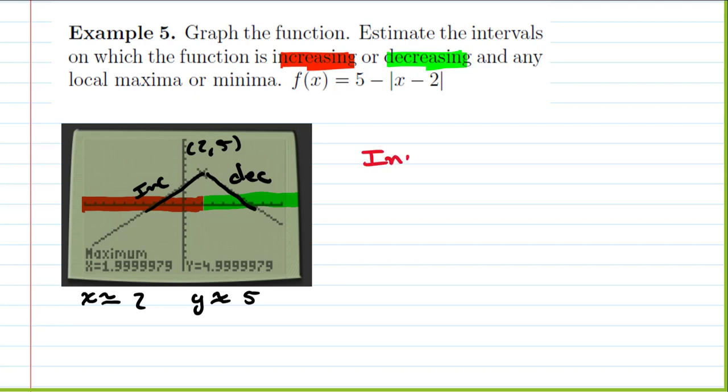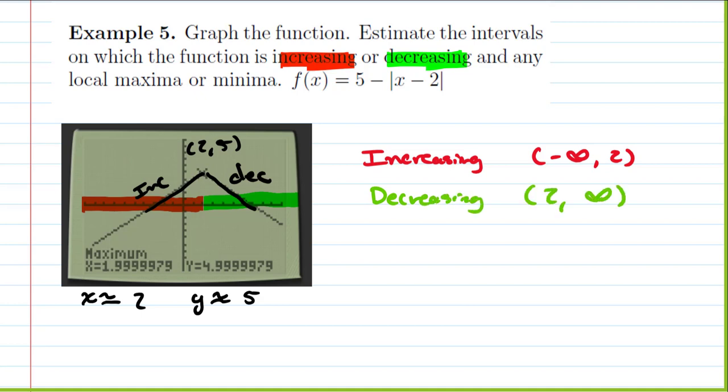So we're going to be increasing from negative infinity to 2, and then we are going to be decreasing from 2 to positive infinity. And since we changed from increasing to decreasing, we're going to get a local max at 2, 5.